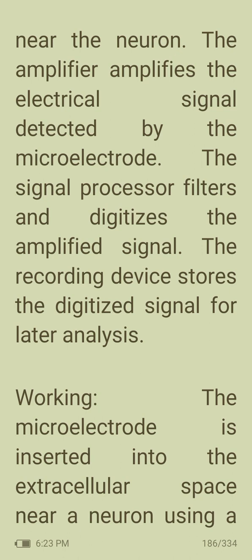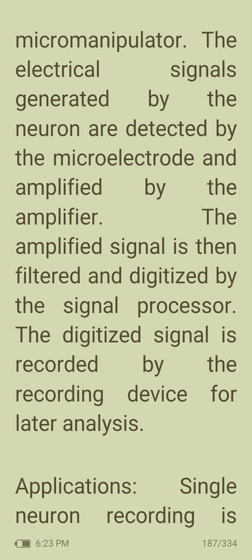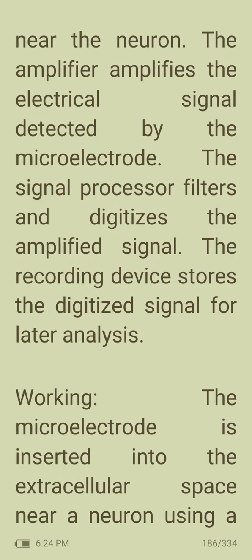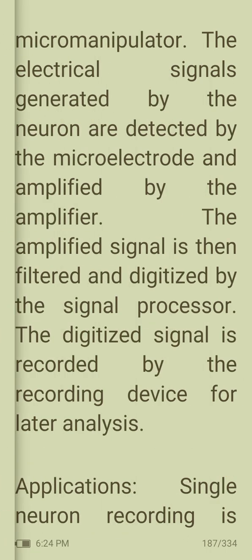How does this work? The microelectrode is inserted into the extracellular space near a neuron using a micromanipulator. The electrical signals generated by the neuron are detected by the microelectrode and amplified by the amplifier. The amplified signal is then filtered and digitized by the signal processor. The digitized signal is recorded by the recording device for later analysis. So the micromanipulator is a very important one, because it helps to insert the microelectrode into the extracellular space near a neuron.